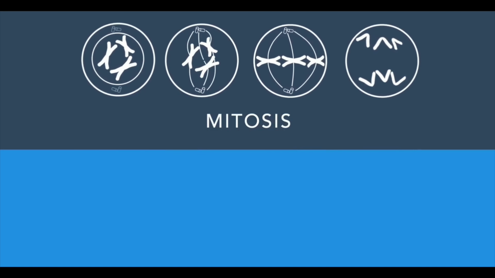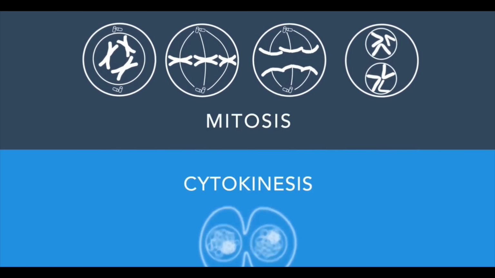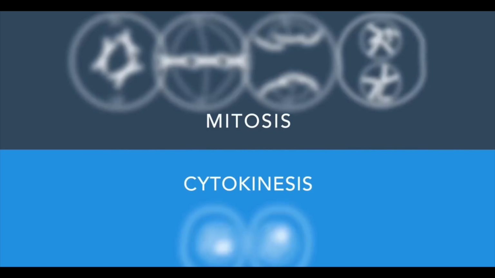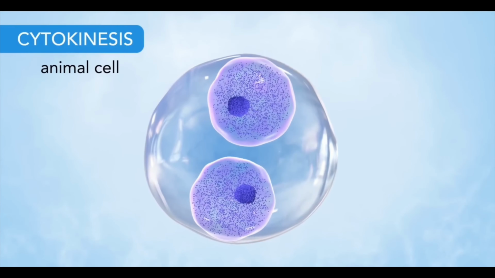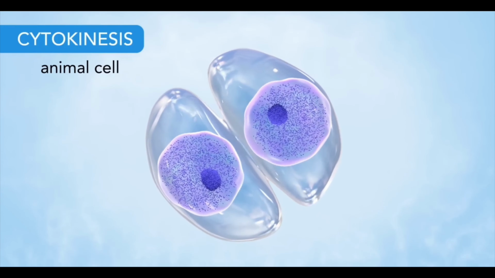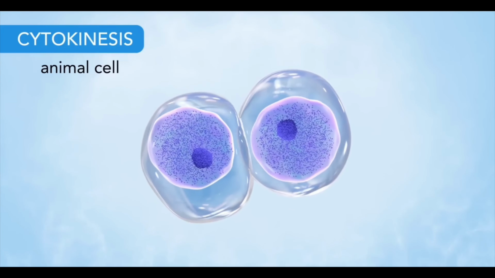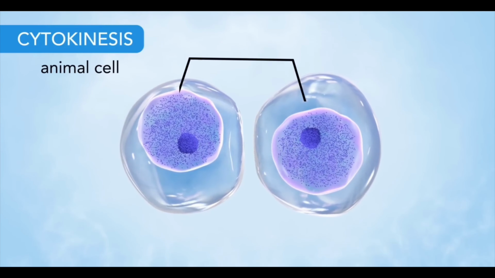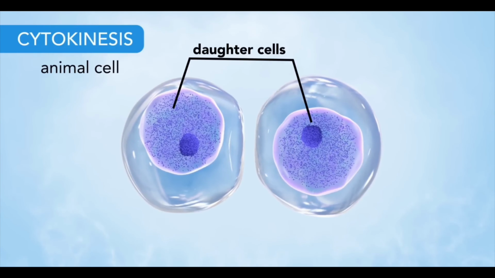The final step of the M phase is cytokinesis, that is the division of the cytoplasm. In animal cells, cytokinesis occurs through the inward movement of the cell membrane. This progressively pinches the cytoplasm until two identical daughter cells form.